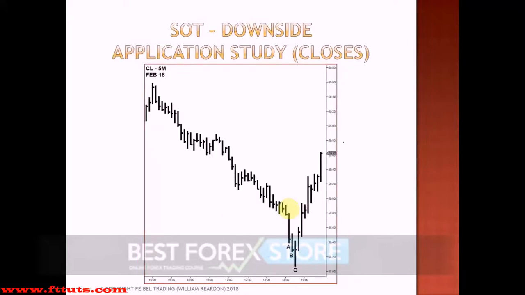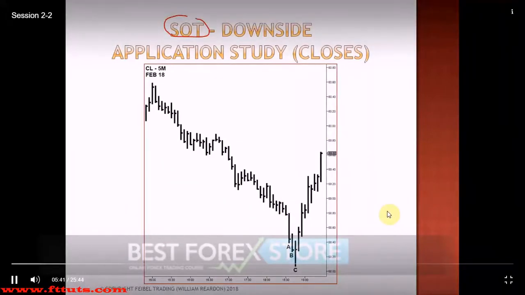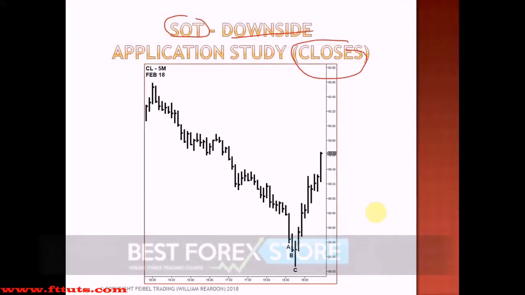Here we have a shortening of the thrust study to the downside, and we're using the closes. So what do we note? Well, bar A, wide spread, closes on the lows. So we'd say that's good selling, and we know that how? By comparing to other bars prior to this bar. The widest spread we can see, and it closes weak, so selling is good.